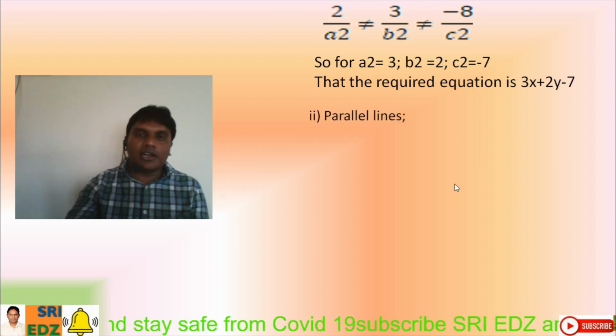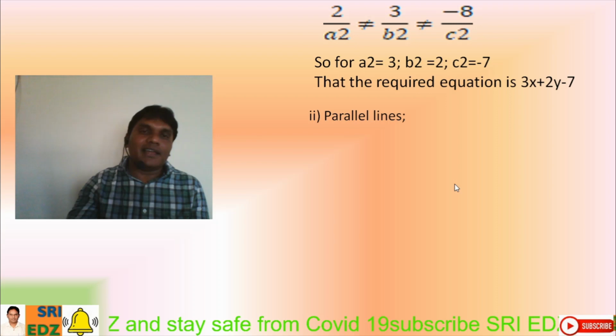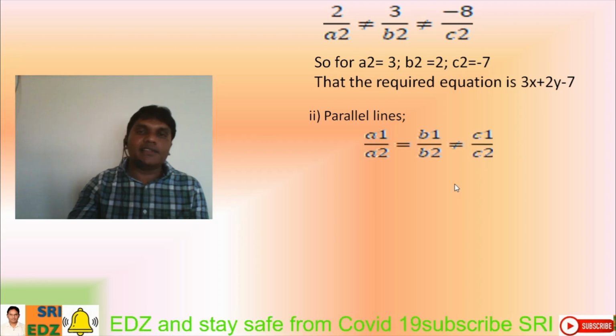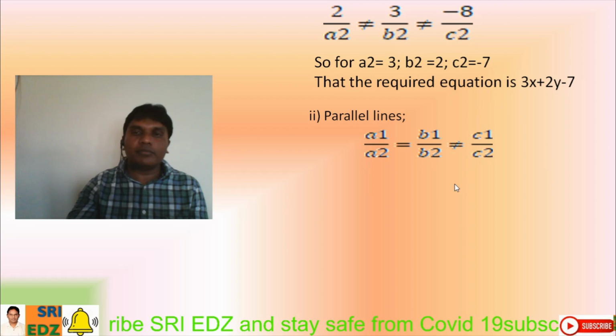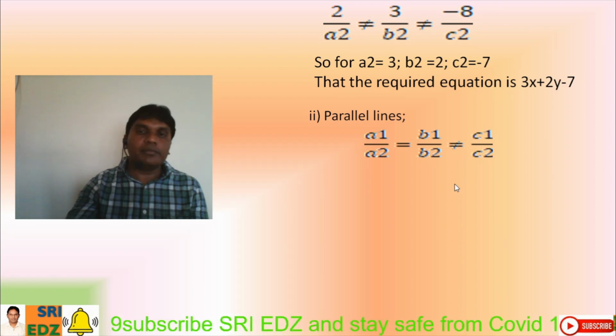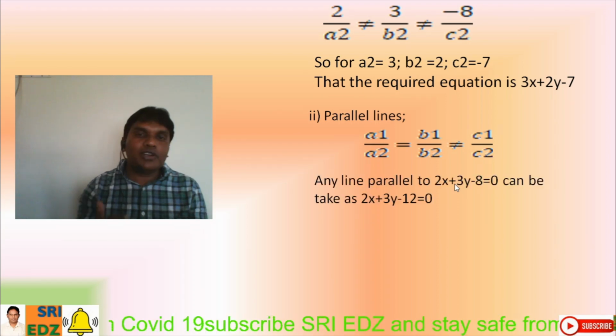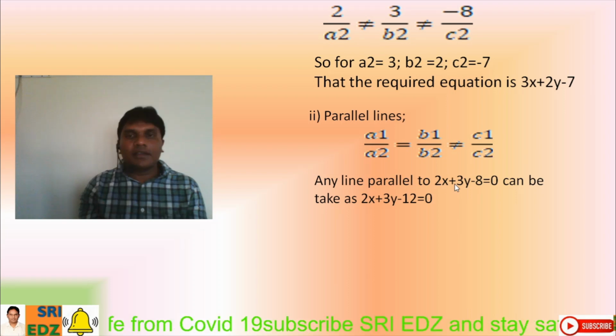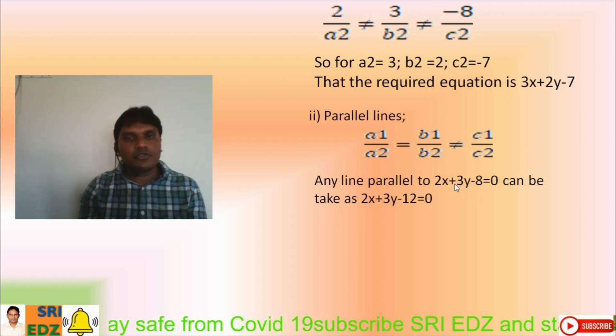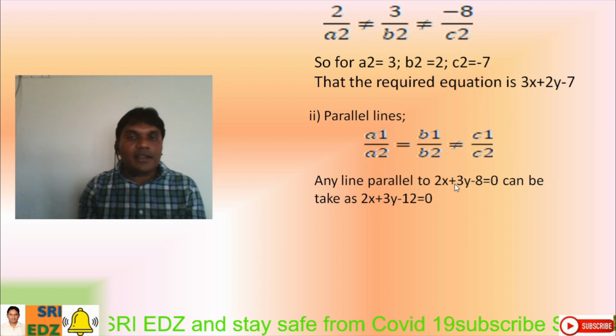For the second equation you have to write parallel lines. In parallel lines, the condition is a1 by a2 is equal to b1 by b2 is not equal to c1 by c2. That means the x coefficient must be equal to the given coefficient. Here in the question we have x coefficient as 2, so a1 is 2, so a2 also we can take 2, because parallel lines must have x coefficient and y coefficient equal.